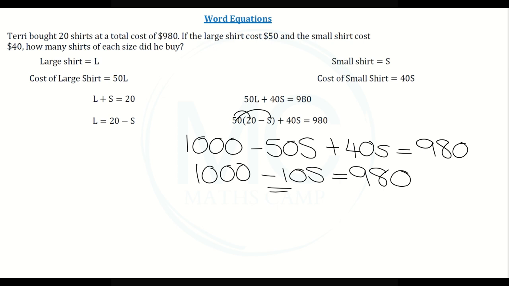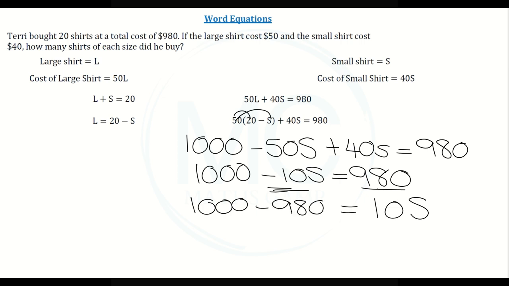So the first thing we need to do now is to move negative 10S to the other side of our equal sign and make it positive. So over here I have 10S. On the left I have 1000. I want to move 980, so I say minus 980. 1000 minus 980 is 20, which is equal to 10S. Divide both sides by 10, and we see that 2 is equal to S.